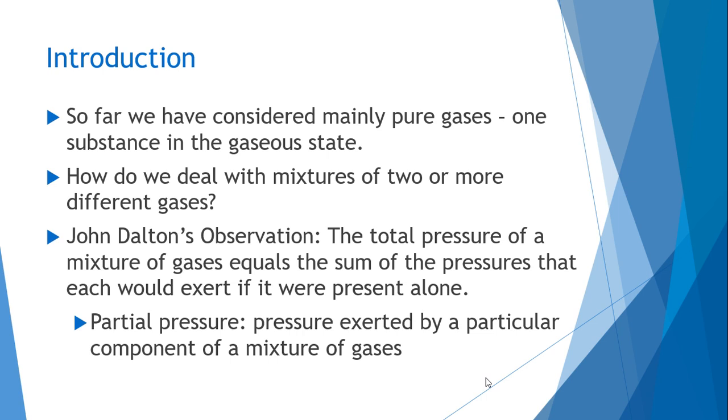Well, John Dalton actually made an observation, and his observation stated the total pressure of a mixture of gases equals the sum of the pressures that each would exert if they were alone. So, what that means is that you would have to find the pressure of each individual gas and just add them up. So that comes into the term partial pressure.